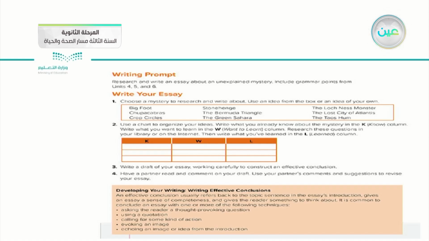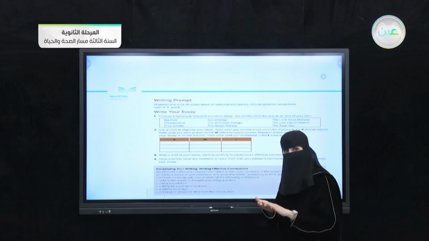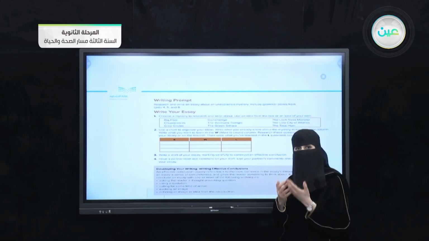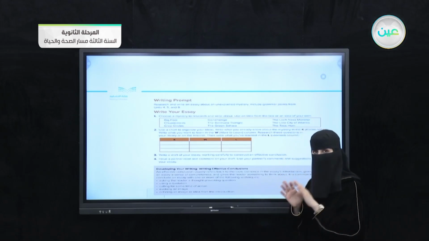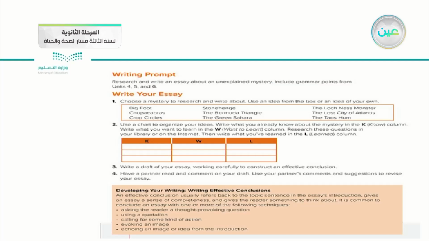Calling for some kind of action. You should apply that one in your conclusion. And evoking an image. If you evoke an image in your conclusion, it will make it effective for the reader of your essay. And echoing an image or idea from the introduction. That which belongs to the introduction, you should echo an image from that.